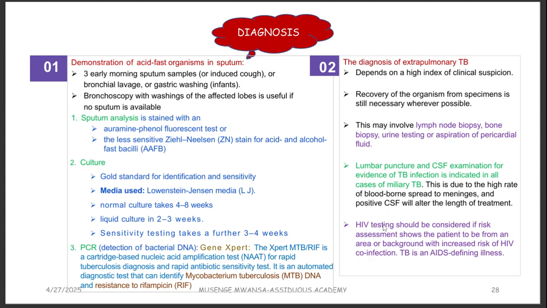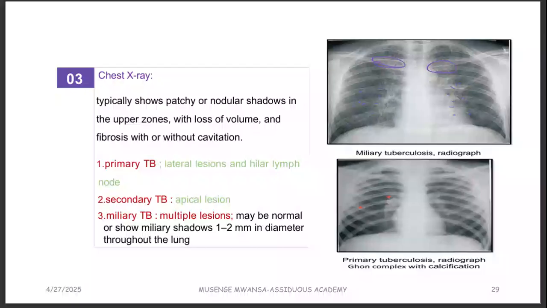And HIV testing should also be considered, because if someone has got TB, you are thinking that by the time they're having this, there should be some condition. Maybe they're immunocompromised, and the majority of them actually have got HIV. Besides that, it's also important for you to know the HIV status, so that you know how to treat well.